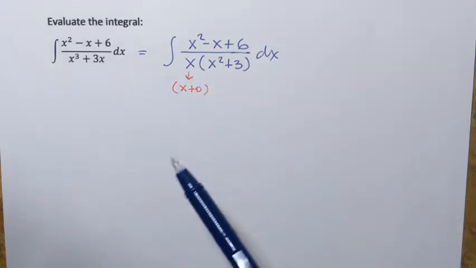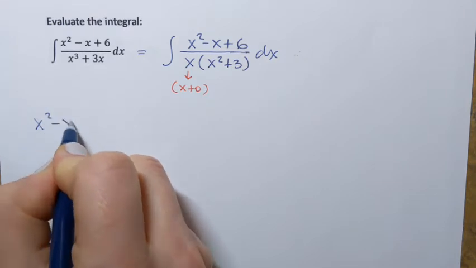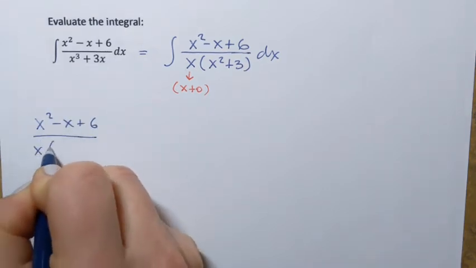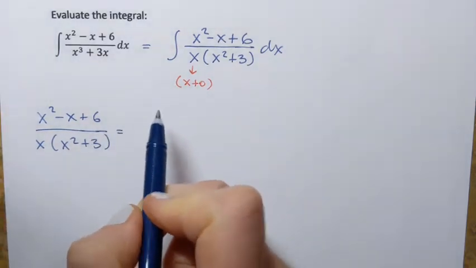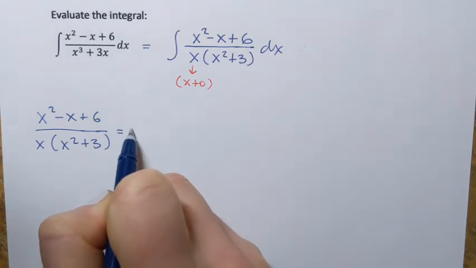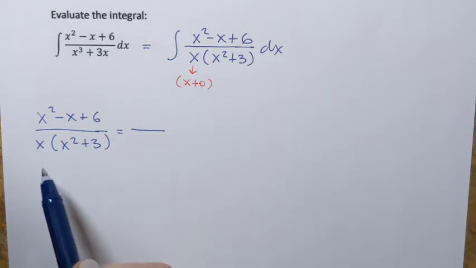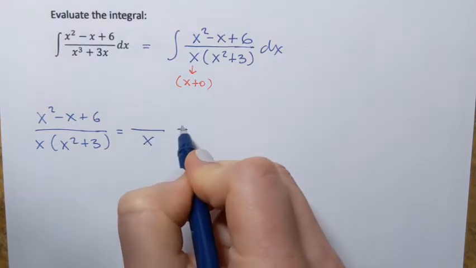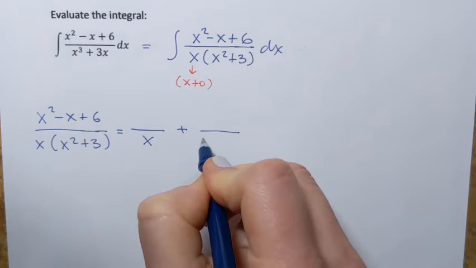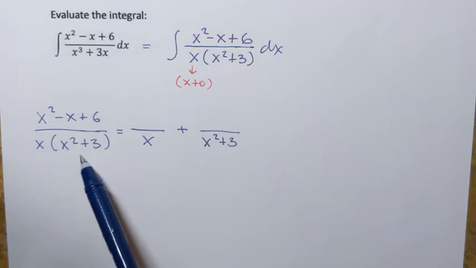We're going to do it on the side. It's going to be our scratch work, and then once we decompose, we'll continue with the integral. So I'm going to rewrite my rational expression over here. Now I can split it up into separate fractions, into partial fractions. I have to remember that every factor of the denominator is going to have its own fraction. So x is going to have its own fraction plus, and then x squared plus 3 is going to have its own fraction.